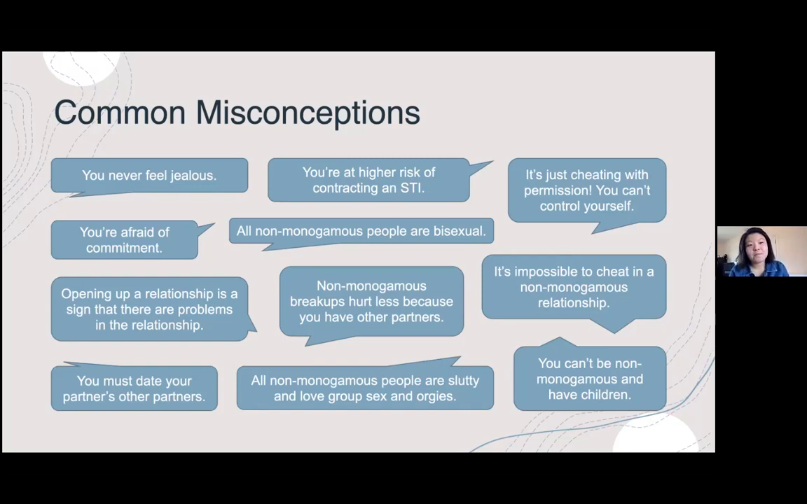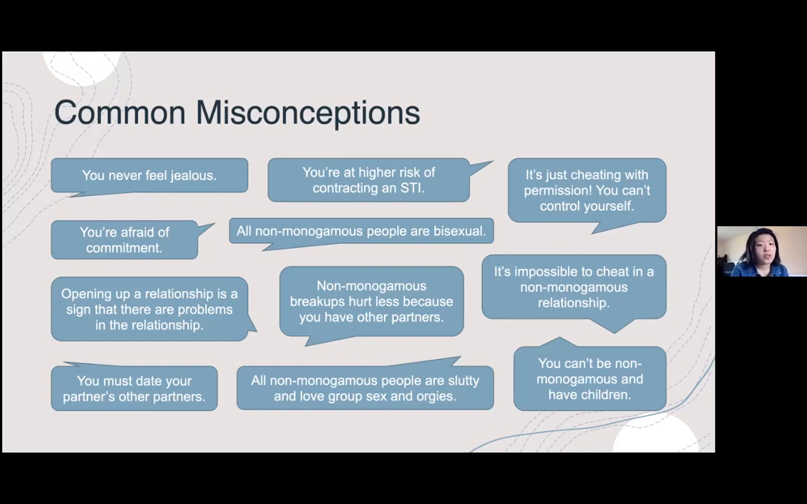So yeah, obviously there were no problems to fix because we just met. So yeah, there's different ways that you can approach non-monogamy, and opening up doesn't mean that there's issues.